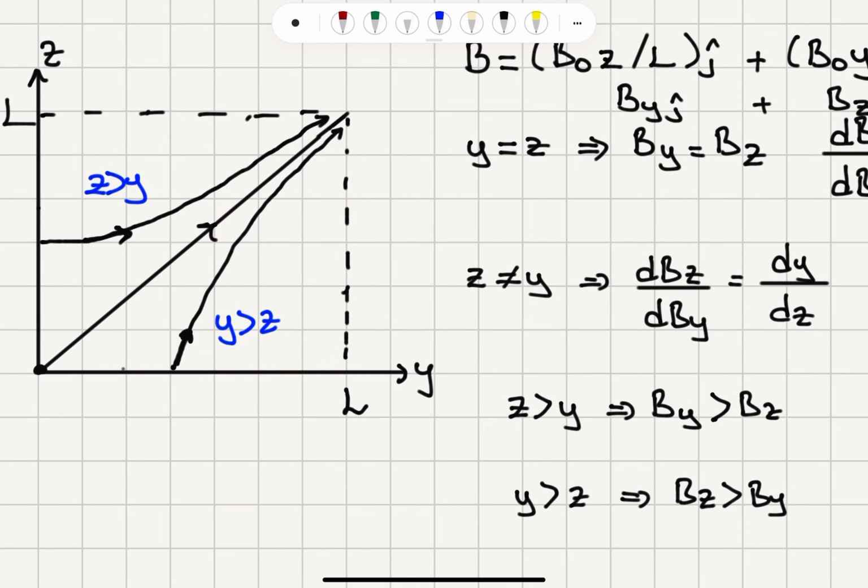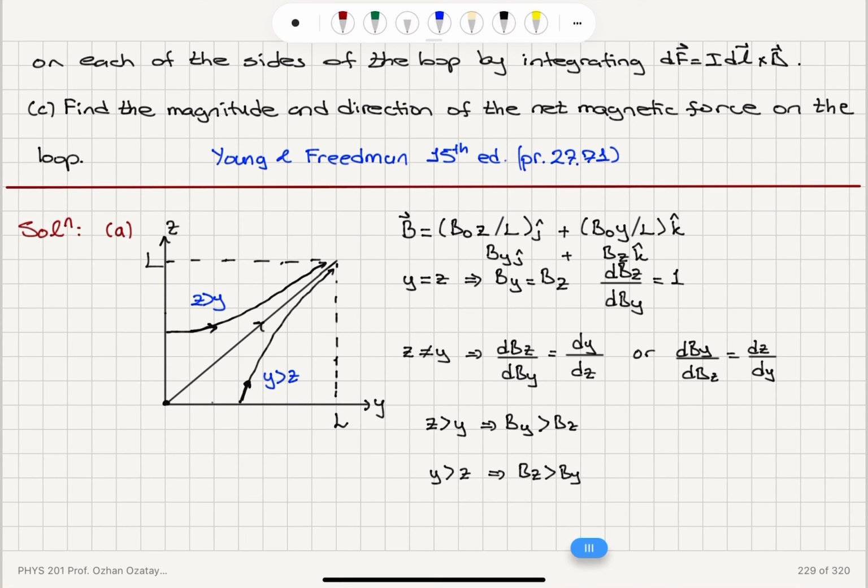For y greater than z, the story is the same. The z component, Bz, should be greater than By, so the vector has a large z component and a very small y component. For example, if I pick a point where z is 1 unit and y is 3 units, the z component should be 3 times larger, so the vector is closer to the z-axis. Asymptotically, it approaches a slope of 1 as y and z approach each other. That's the magnetic field line we're going to draw.